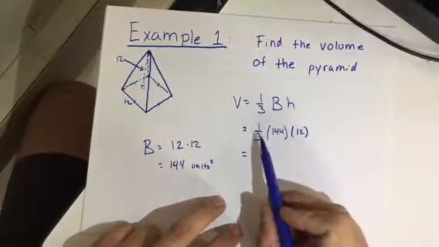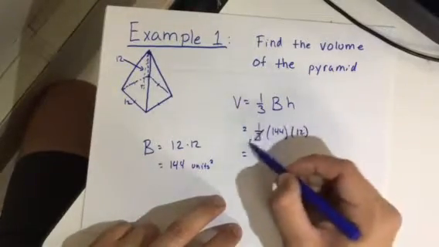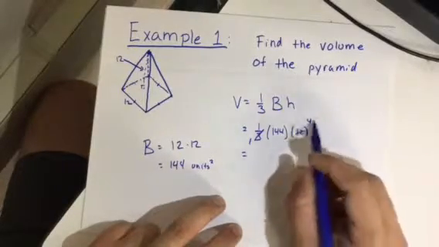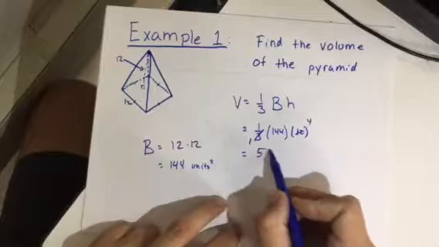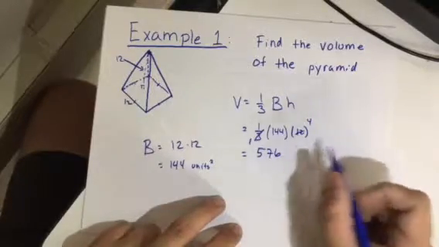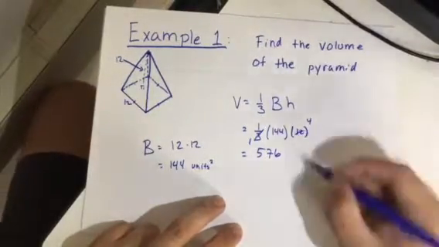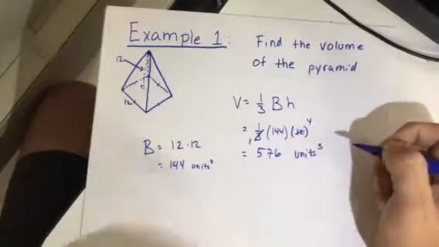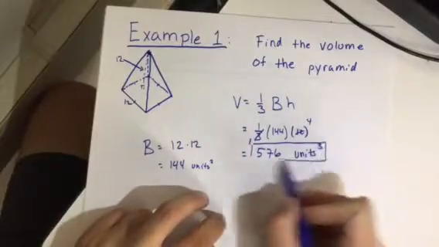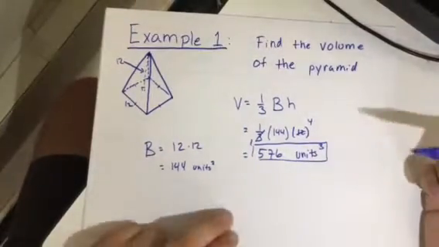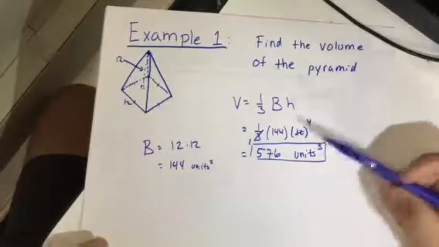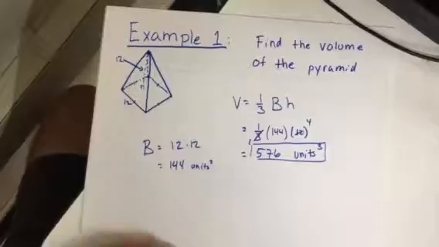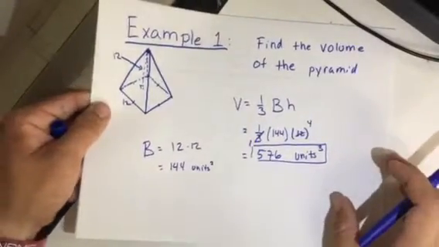Alright, so I can reduce the 12. I can pull a 3 out, I'll be left with 4 here. And 4 times 144 is going to be 576. And remember, now we're dealing with volume, so these are going to be units cubed. When we're talking about area, our units are squared. When we're talking about lines, it's just units. But when we're talking about volume, it's going to be cubed. So that's our first example.